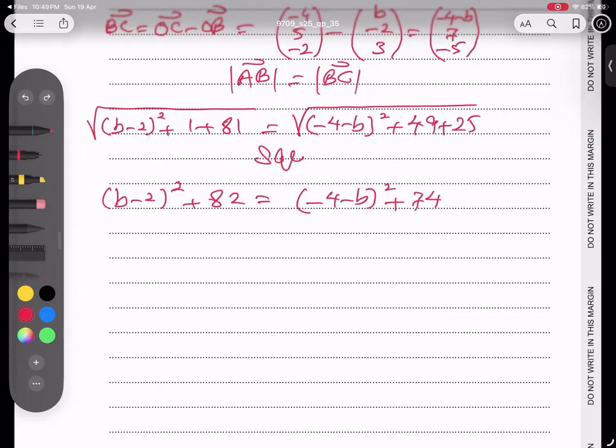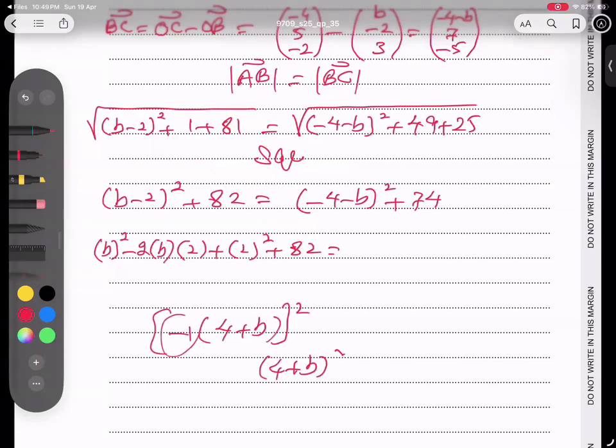So here I'm writing B square, negative 2 into first term into second term plus second term square and plus 82. But if both signs are negative, I deal with it like both are positive, like this, 4 plus B whole square. Basically, when I take a negative common, I get 4 plus b whole square. So negative 1 square gives you positive 1. That is why I'm dealing like 4 square, positive 2 into 4 into b and plus b square and plus 74.